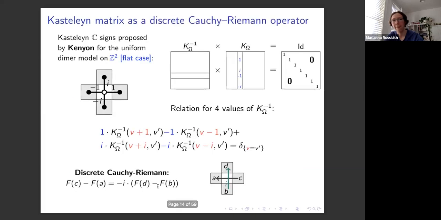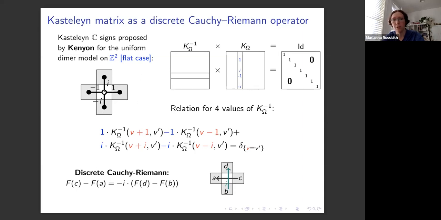Okay, and for the uniform dimer model on the square lattice, so where all weights on all edges are just ones, Kenyon proposed the following Kasteleyn weights as shown on the picture.